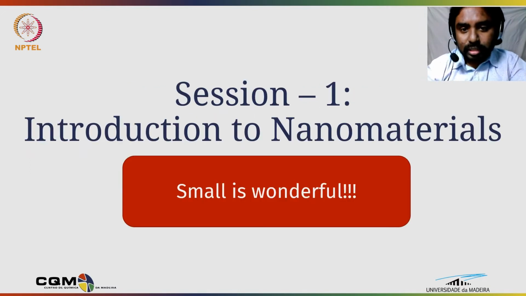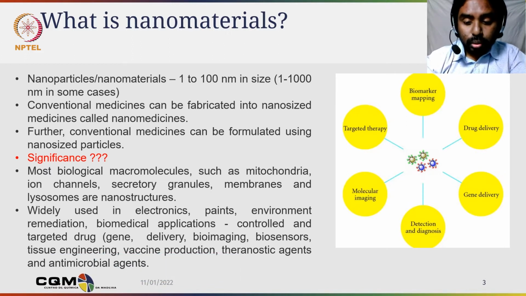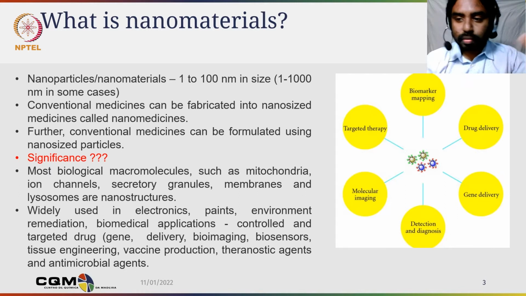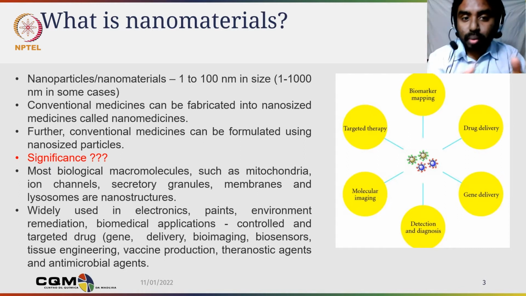So the first session is introduction to nanomaterials. What is a nanoparticle? A nanoparticle or nanomaterial, right? If you have a particle with a size of about 1 to 100 nanometers, it is a nanoparticle, right? So what is a nanometer? It is 10 to the power of minus 9 of a meter. If you divide a meter by 10 to the power of 9, those small particles are called nanoparticles, and their size should be 1 to 100 nanometers.